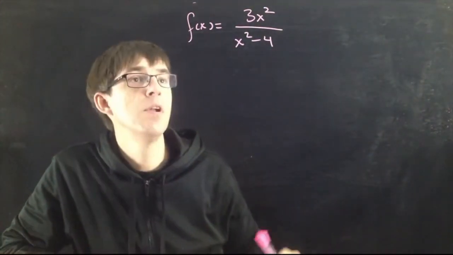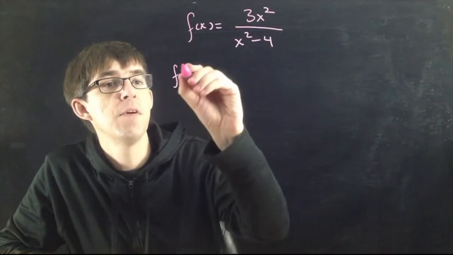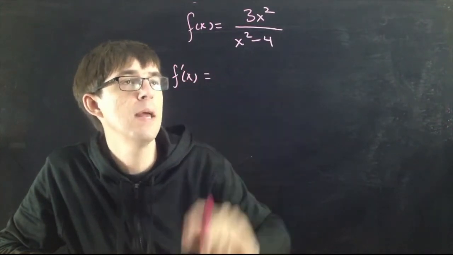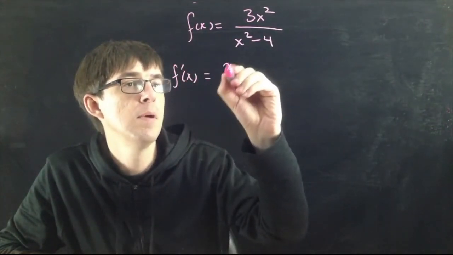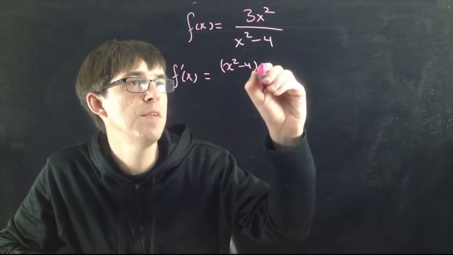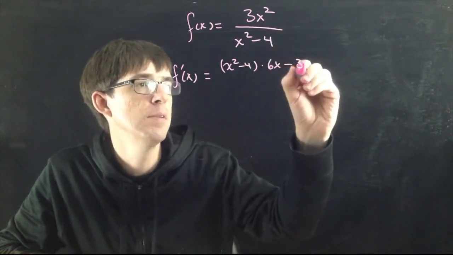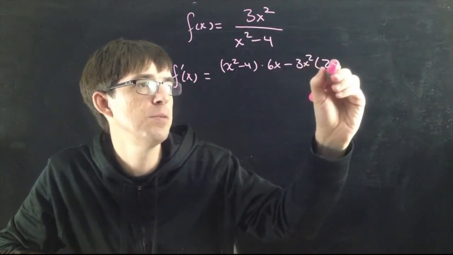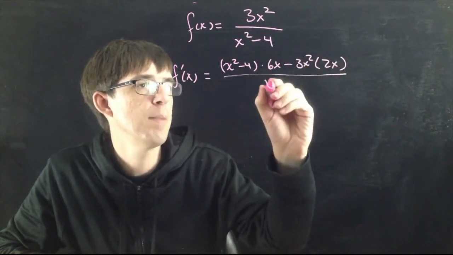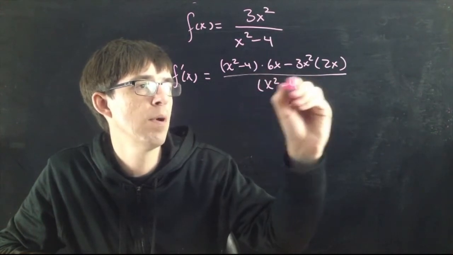Let's find the critical numbers. We've got to take the derivative. Unfortunately, we have to use the quotient rule again. We're going to go bottom, x squared minus 4, times derivative of the top, which is 6x, minus the top, 3x squared, times derivative of the bottom, which is 2x. All of this divided by the bottom squared, x squared minus 4 squared.